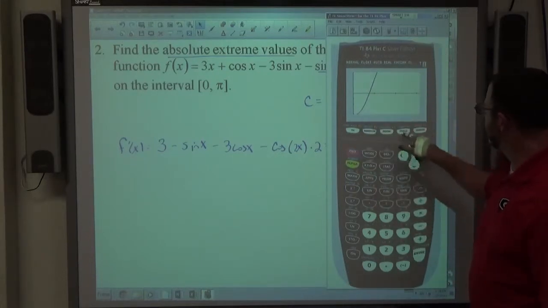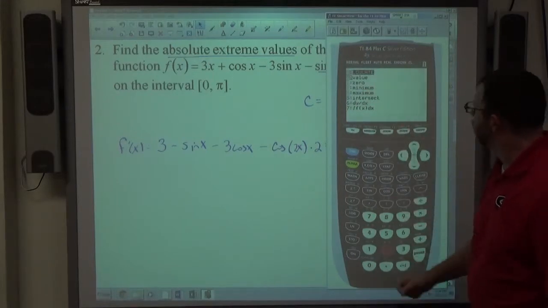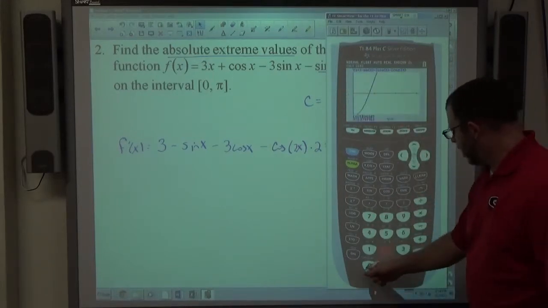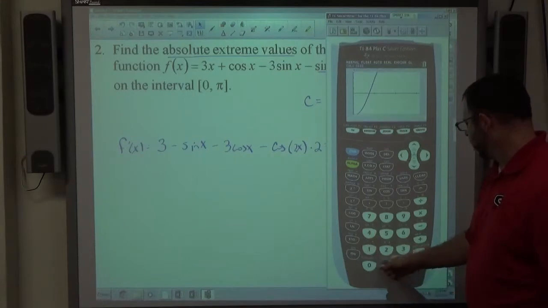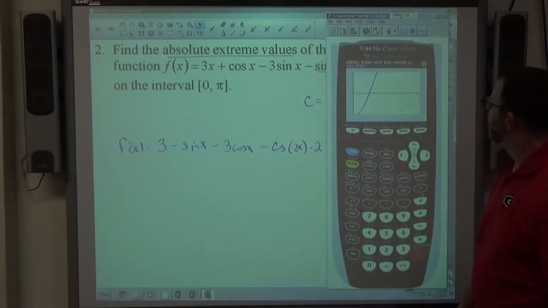So if I hit calculate, I'm trying to find the zero, so option 2. I'm going to go left bound 0, right bound 1. I'm going to guess 0.7, and we get 0.75.